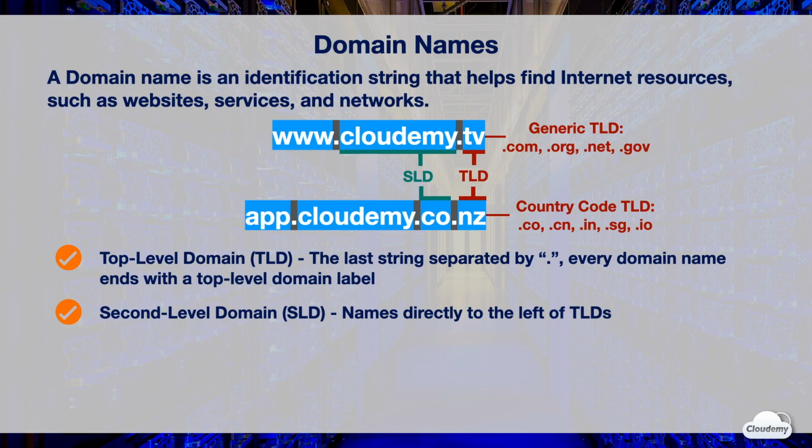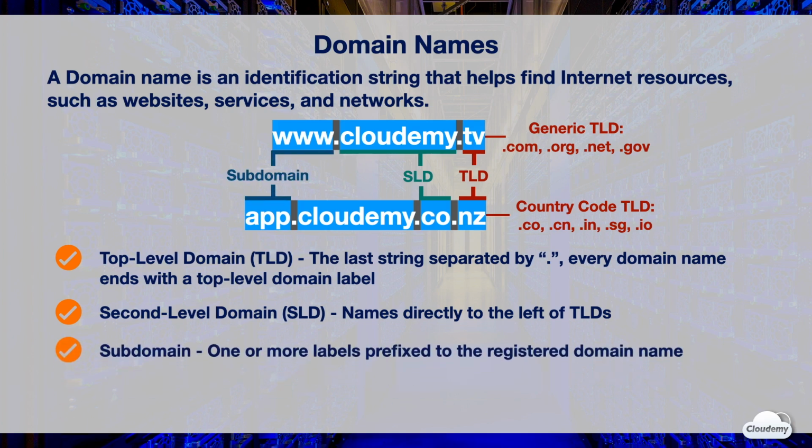Next are third-level domains, which are written immediately to the left of an SLD. There can be fourth and fifth level domains with virtually no limitation. These domains are also called lower-level domains. A subdomain is a label prefixed to a registered domain name. For instance, 3w.cloudemy.tv is a subdomain of Cloudemy.tv domain apex.